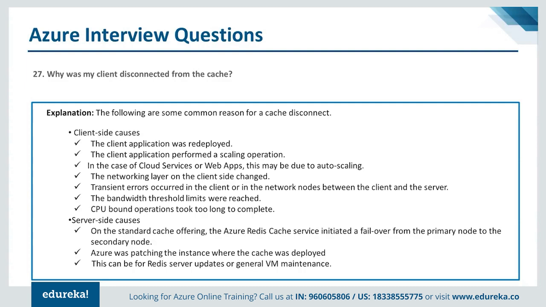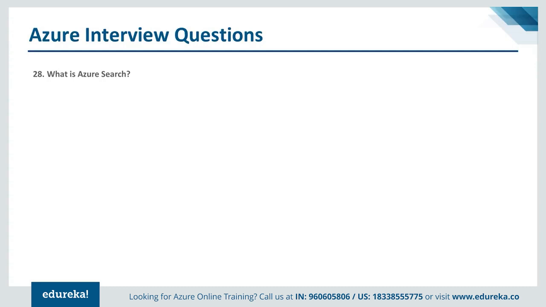Now, Azure was patching the instances where the cache was deployed, and this can be the Redis server updates or general VM maintenance. Then you have, what is Azure Search?